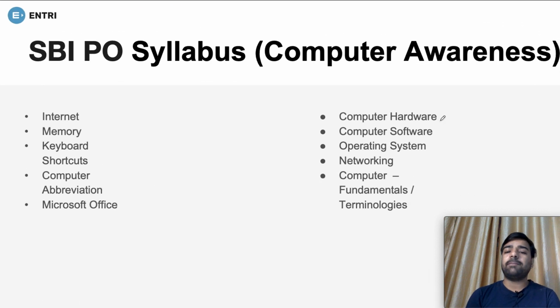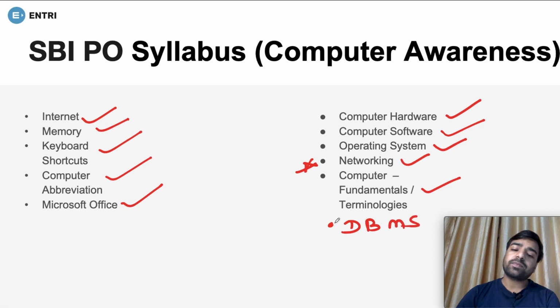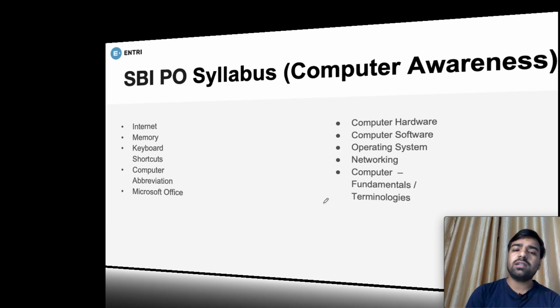If we talk about computer awareness, then in the computer section you are going to study internet, memory, keyboard shortcuts, computer abbreviations, Microsoft Office, computer hardware, computer software, operating system, networking, and then there are computer fundamentals and terminologies. So here networking and database management system play a significant role. Fine. So this is the computer syllabus.